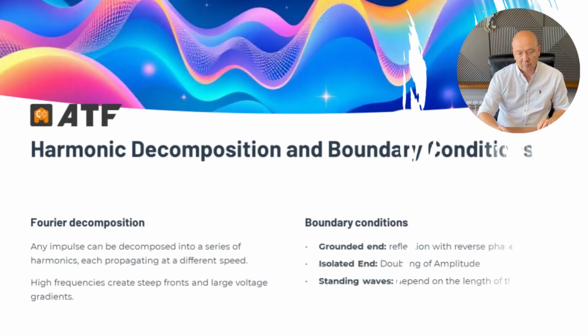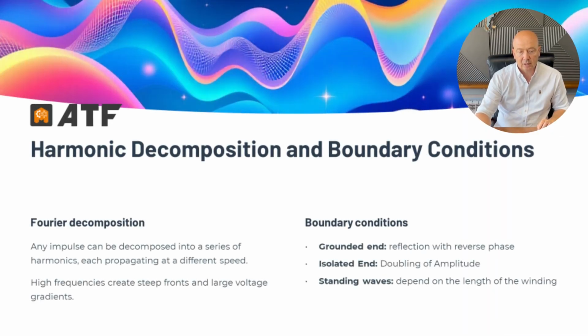Any impulse can be decomposed into a Fourier series of harmonics. Each harmonic propagates at different speeds. Higher frequency components result in faster rising edges and higher voltage gradients.